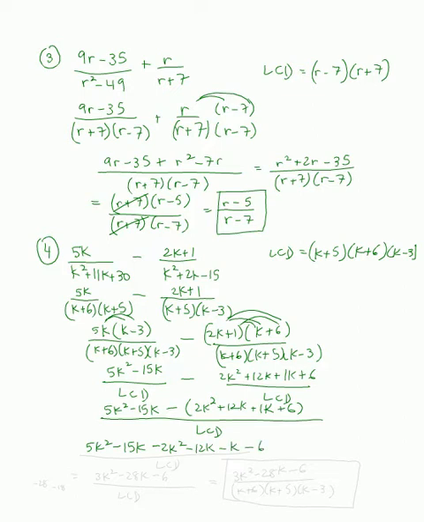I guess I should have combined like terms up there, but I can do it here anyway, all over the LCD. Which gives us, well, let's combine our like terms. 5k squared minus 2k squared is 3k squared. Negative 15k minus 12k minus k, that'd be negative 27 minus 1 is negative 28k, and then minus 6, all over the LCD. Now, can we factor this top?